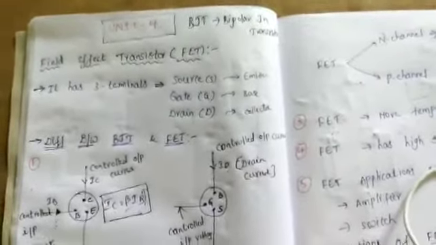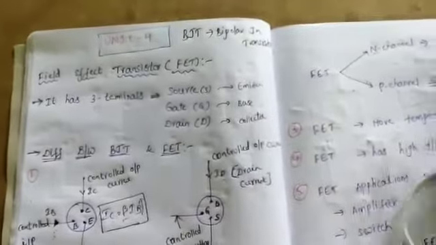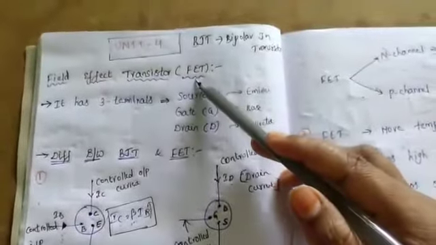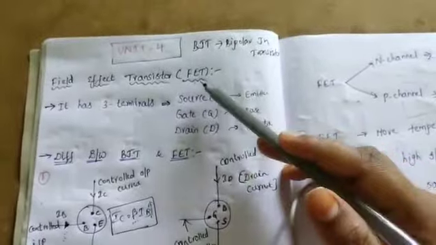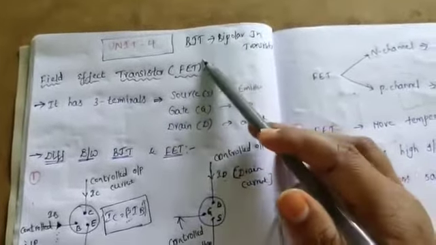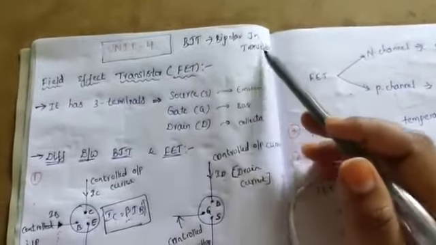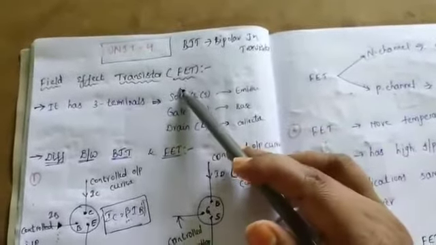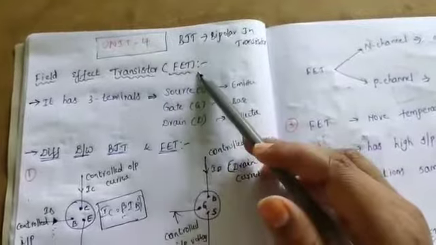Hi students, next, fourth unit. In this unit we are going to discuss the field effect transistor, right. In the previous chapter we discussed the transistor, that is nothing but the BJT, bipolar junction transistor. So the field effect transistor belongs to the transistor family, right.